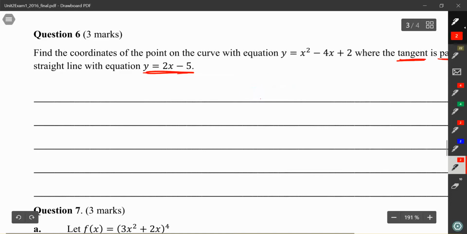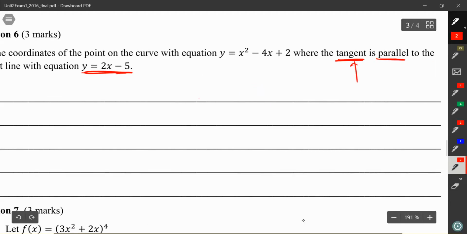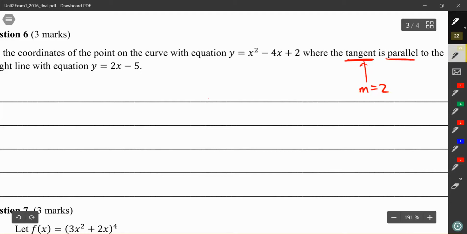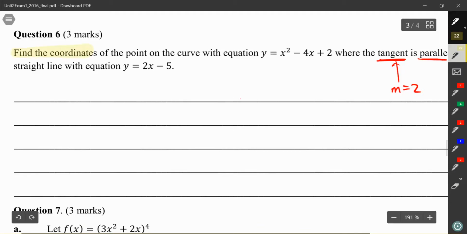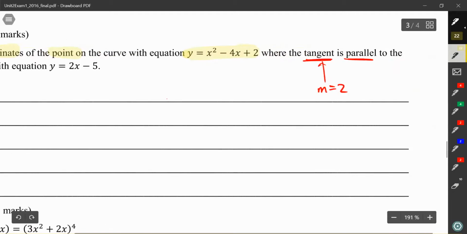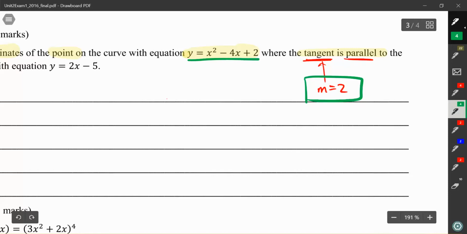So essentially, all they're telling you is that the gradient of this tangent line is the same as the gradient of this line. And the gradient of this line is 2. So that means this tangent line has a gradient of 2. That's the only way for it to be parallel. Okay, so let's read the question again. Don't get too intimidated when you're looking at these questions. It says, find the coordinates of the point on the curve of this equation where, now ignore all this, because we know it's basically just saying find the point on the curve when the gradient is 2.